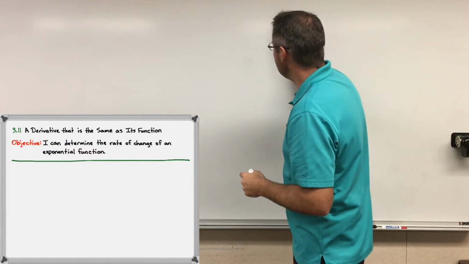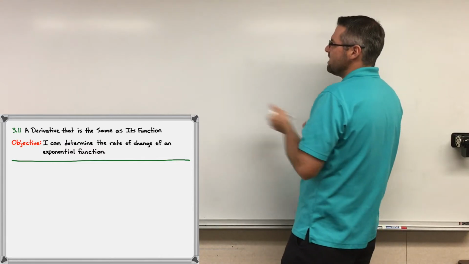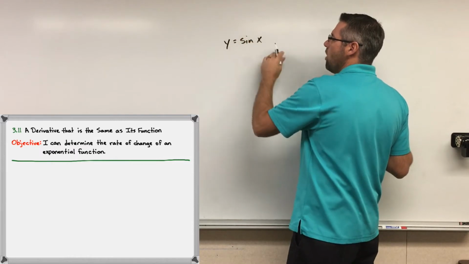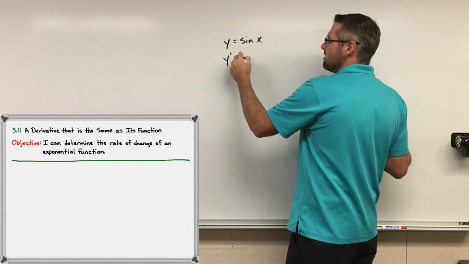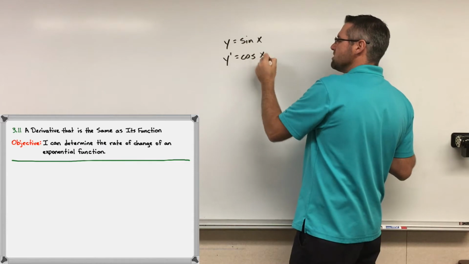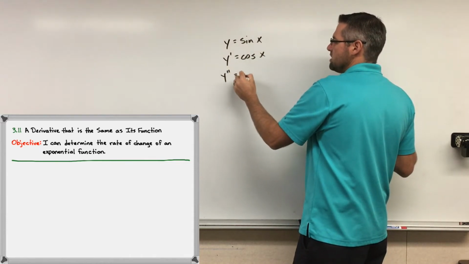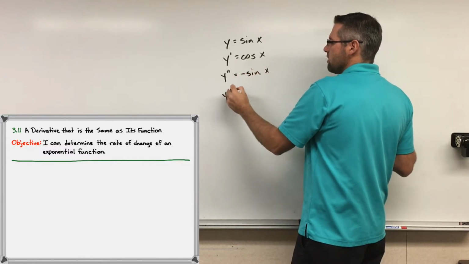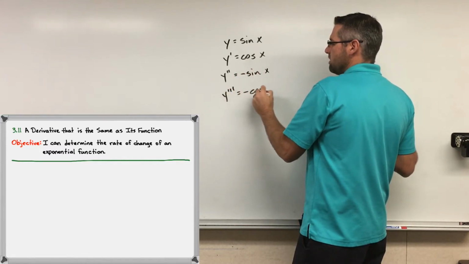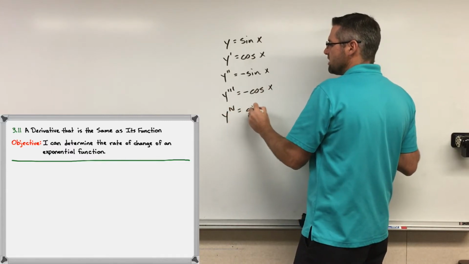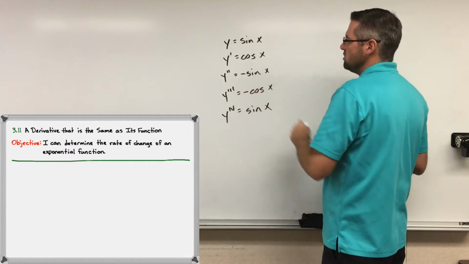You may feel like we've kind of already done that, and specifically maybe a problem that might look something like this. If I say y equals sine of x, and I say take the derivative, well, the derivative of sine of x is cosine of x. That's not the same thing. The second derivative is going to be negative sine of x. The third derivative will be negative cosine of x. And then the fourth derivative will be sine of x again. So there is some sort of reciprocation.